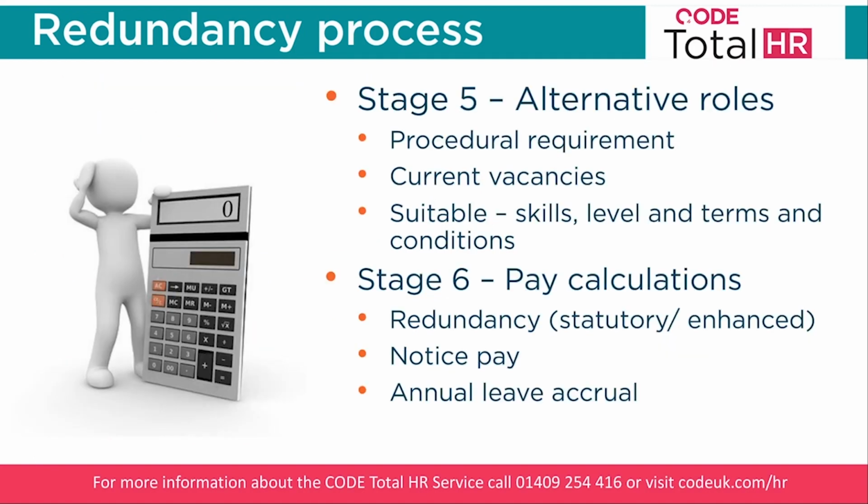Now, moving on to stage number 5, again, it's a legal requirement and one that quite often gets overlooked. So it's a stage where you can certainly trip up. Before you confirm to an employee that they are redundant, it's a procedural requirement that you consider any alternative roles or current vacancies that they could potentially be suitable for. A suitable role needs to be the same skill level and also the same sort of pay and conditions. So that's the criteria for it to be suitable.